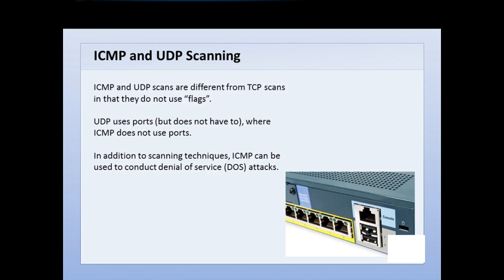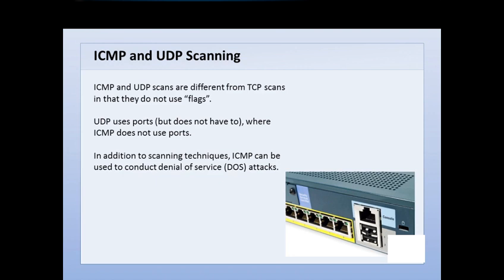Now, UDP is kind of the sister protocol to TCP in the transport layer of the OSI model. UDP does use ports, although it doesn't have to, and you'll see common application-level protocols use UDP. Some examples might be DNS, which uses UDP 53, and DHCP, which can use UDP 67. Now, ICMP doesn't use ports at all. Ports don't have any meaning at the network layer, nor with ICMP.